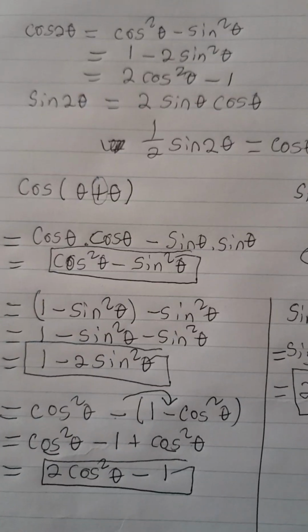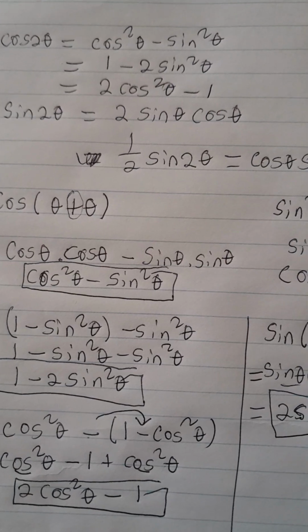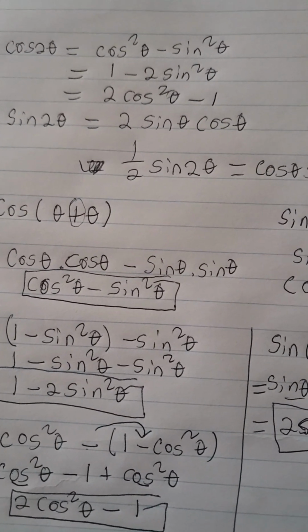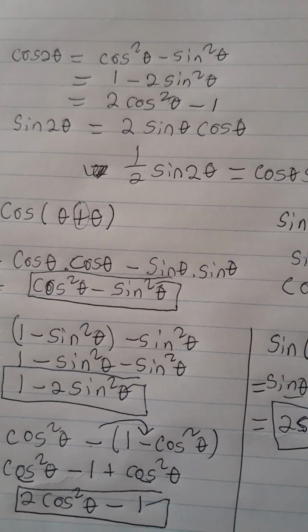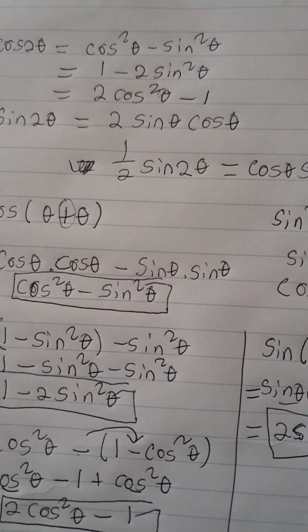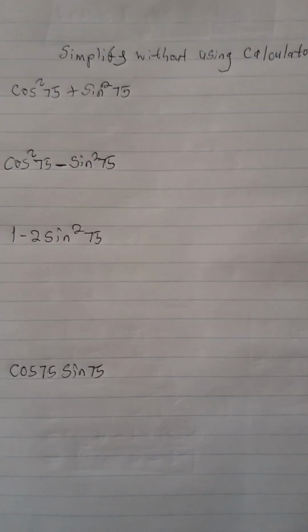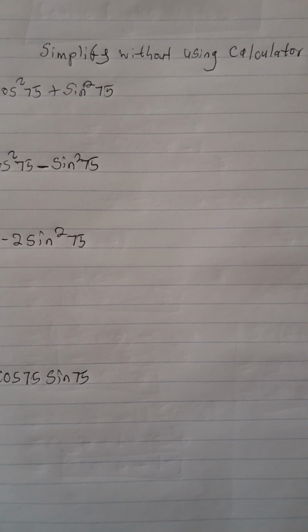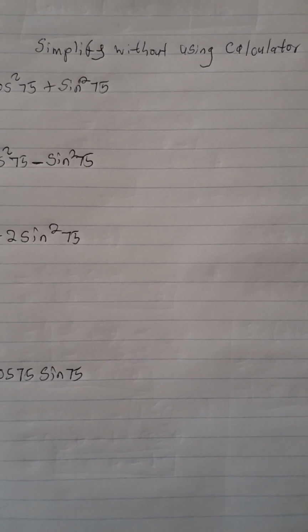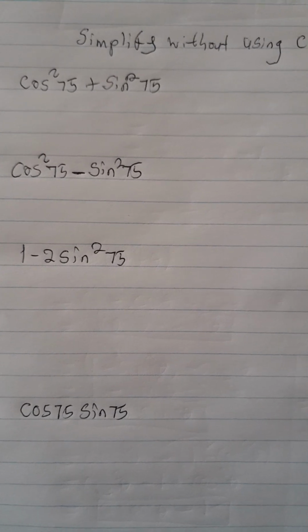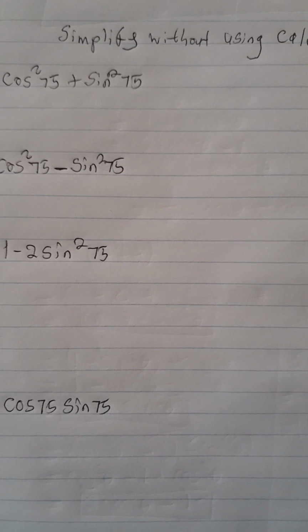So now we are going to look at the application of it. We'll look at a few examples that will help us tackle exam questions and work with proofs, guys. Right, let's put this into practice. Simplify without using a calculator: cos squared 75 plus sine squared 75.